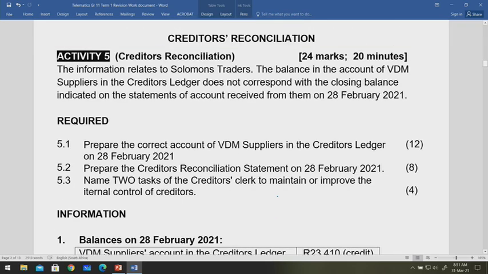Okay, that was bank reconciliation. Now we go over to creditors reconciliation, where we receive a statement from outside, from the creditor, and we compare it to our books in order to make sure that the two amounts are the same.